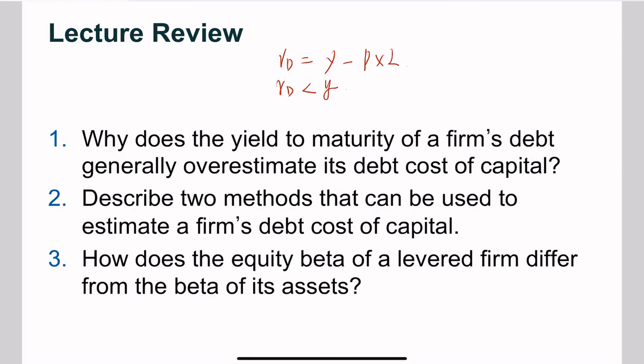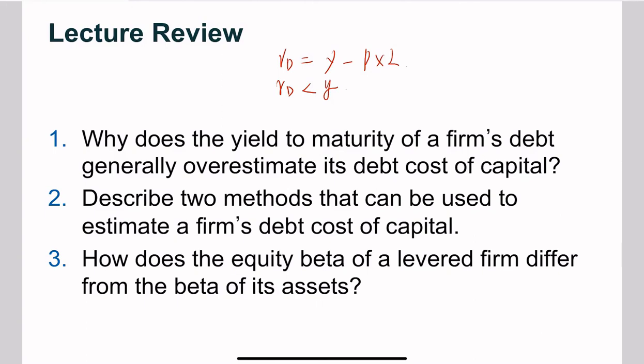Well, the reason is because yield is really the promised return if there is no default. And if there is default, as a bondholder, you will suffer. So your return will be smaller compared with the promised return. That is, if there is default risk, the cost of debt will be smaller compared with the yield.